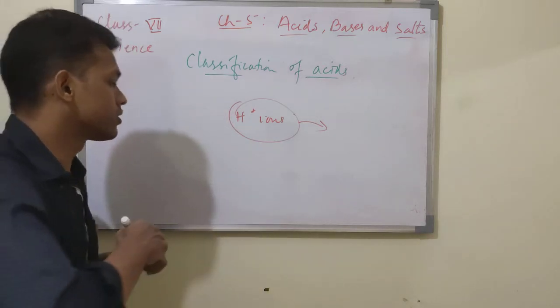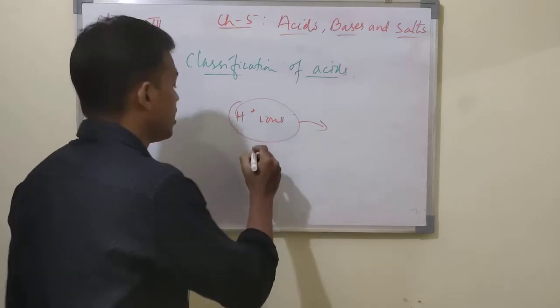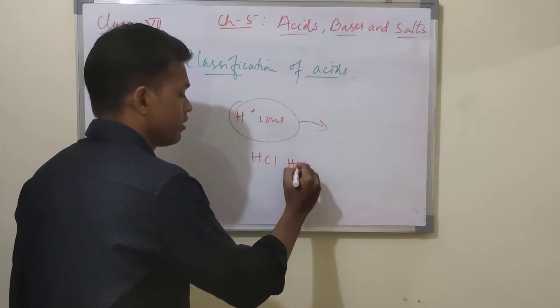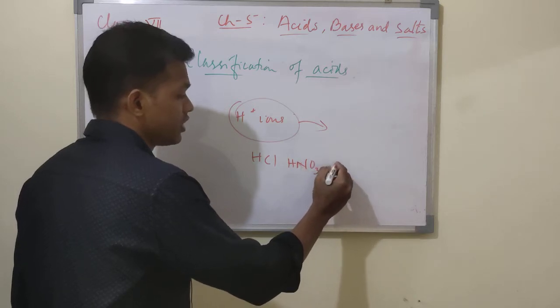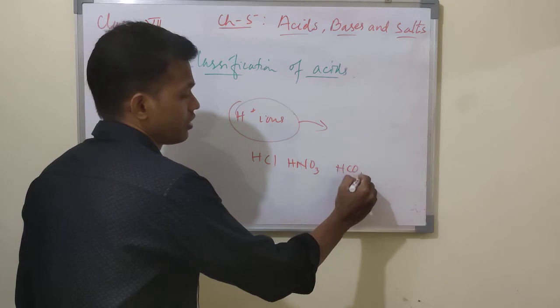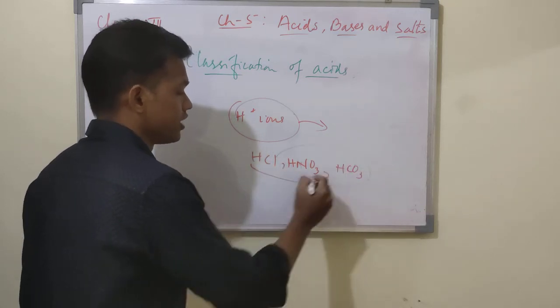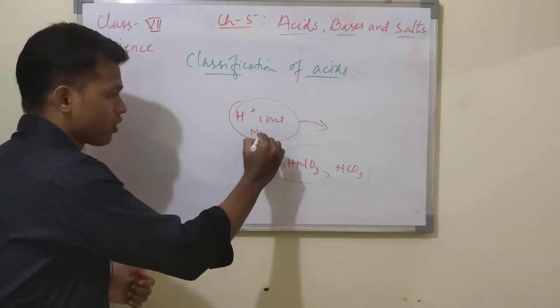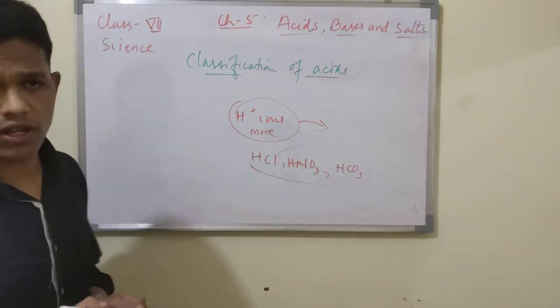For example, HCl, HNO3, HCO3, carbonic acid. These are all what? Strong acids. So in these, the release of H plus ions is more.